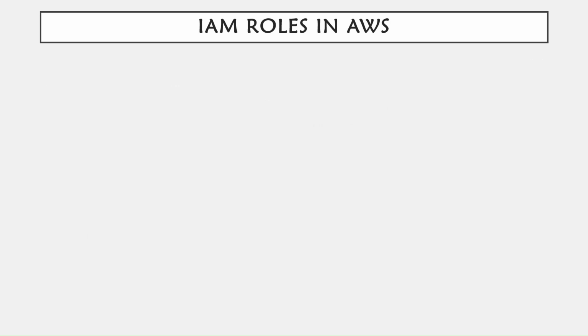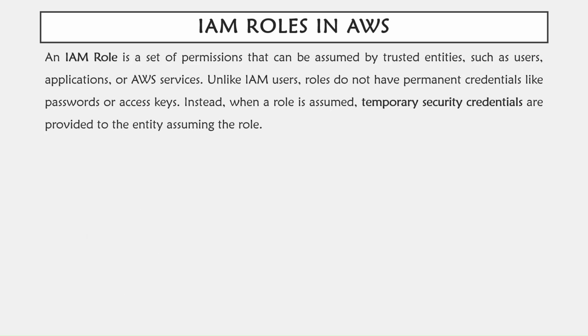So the next key concept we have is a role. An IAM role is a set of permissions that can be assumed by trusted entities such as users, applications, or AWS services. Unlike an IAM user, roles do not have permanent credentials like passwords or access keys. Instead, when a role is assumed, temporary security credentials are provided to the entity assuming the role. So let's understand the key features of an IAM role. Here we have temporary permissions, because roles do not have permanent credentials.